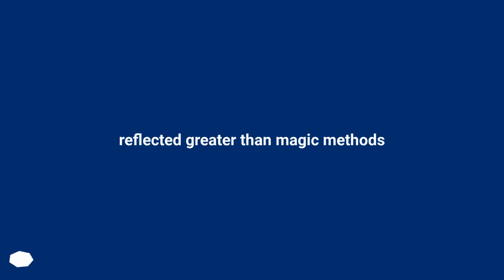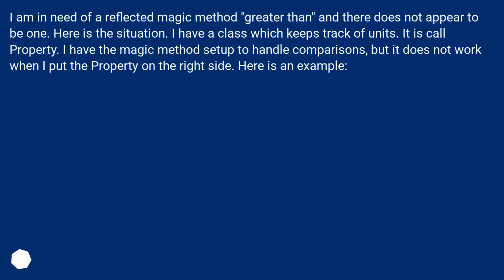Reflected greater than magic methods. I am in need of a reflected magic method greater than, and there does not appear to be one. Here is the situation. I have a class which keeps track of units. It is called property. I have the magic method set up to handle comparisons, but it does not work when I put the property on the right side.